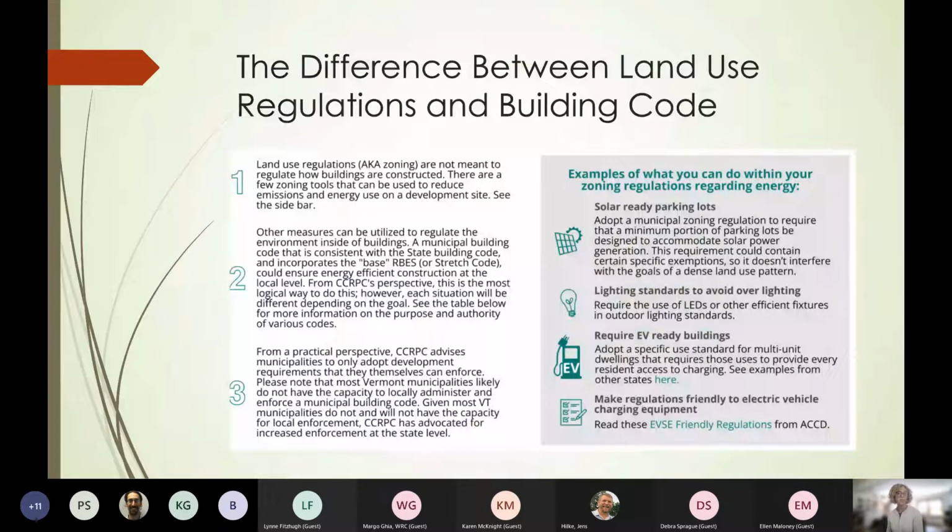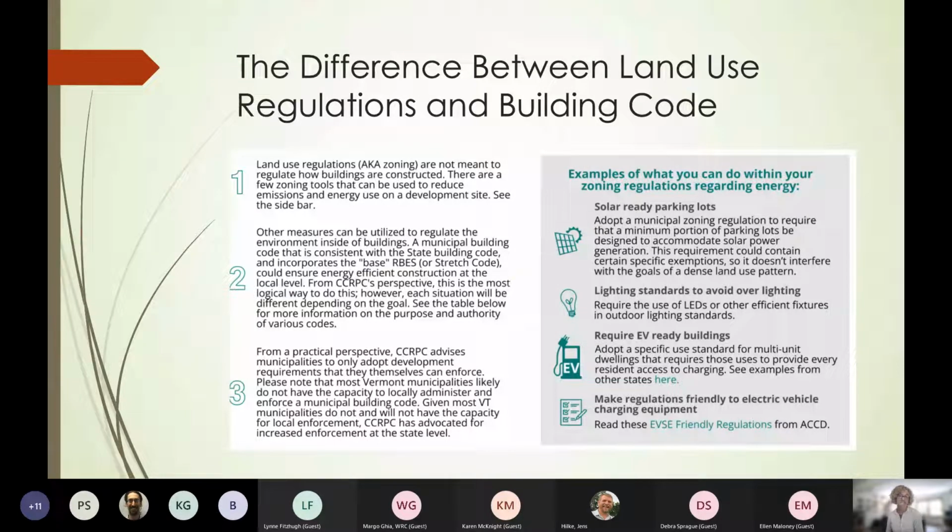So we often get questions from planning commissions and energy committees. Can we put into our land regulations that people have to have solar energy here, or do this with their buildings or that with their buildings? It's important to distinguish between land use regulations and building code. Land use regulations, or what we call zoning, are meant to regulate land use, not how buildings are constructed.